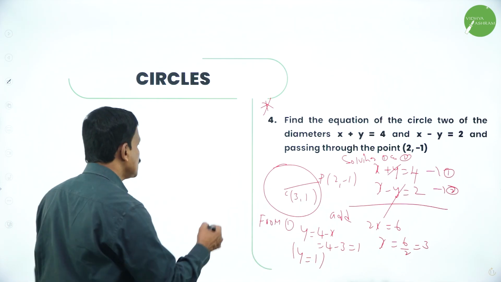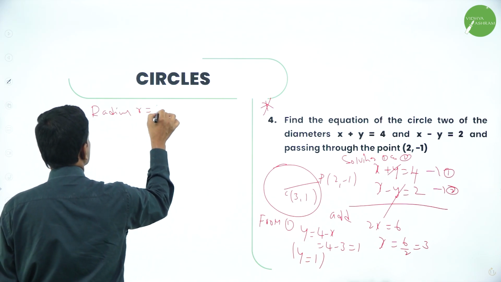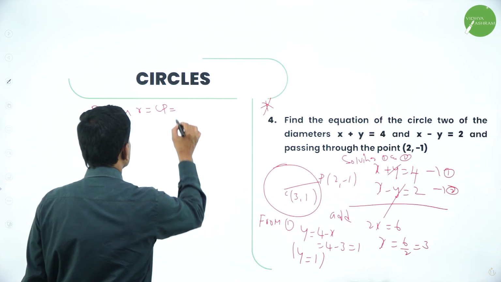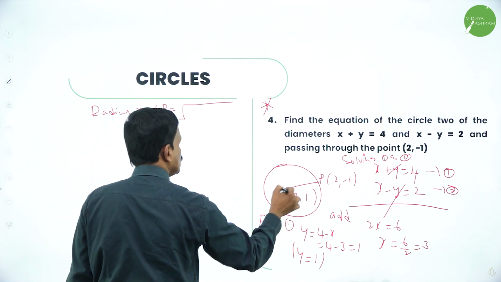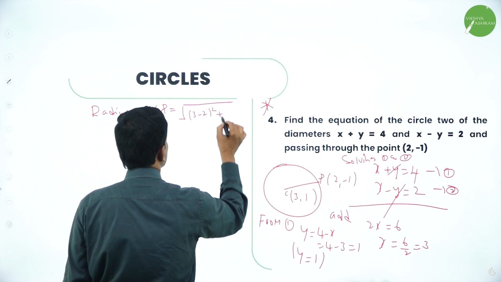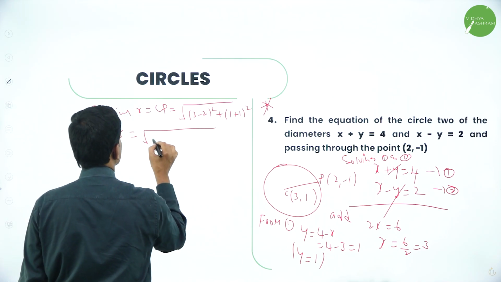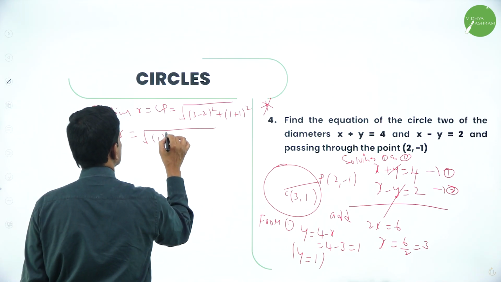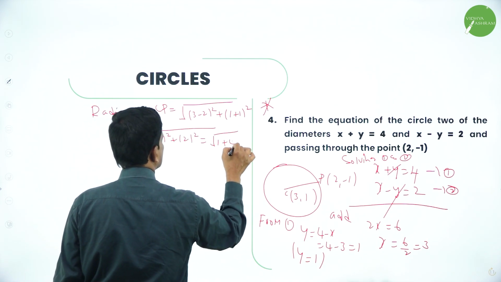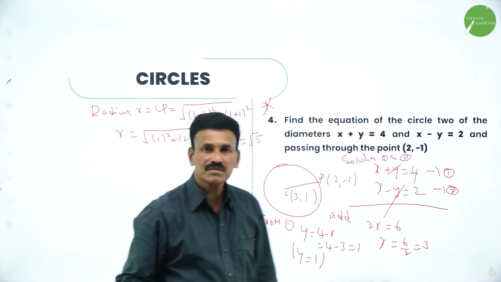Now find out the radius. Here the radius of the circle r is equal to the distance CP, that is nothing but the distance between these two points. So using the distance formula, (3 minus 2) whole square plus (1 minus minus 1), that is (1 plus 1) whole square. So the radius r is equal to root of (3 minus 2) whole square, which is 1 square, plus 2 square, that's equal to root of 1 plus 4, which is root 5. Root 5 is the radius of the circle.